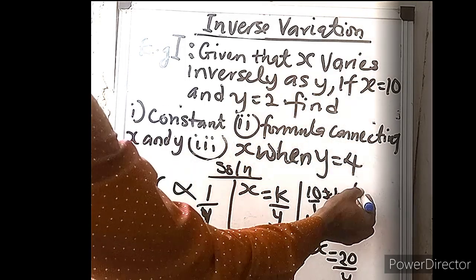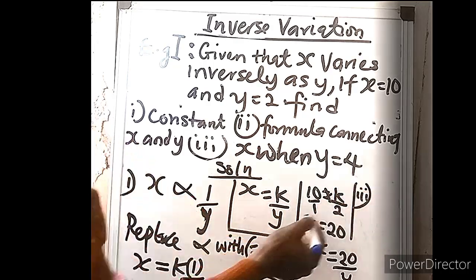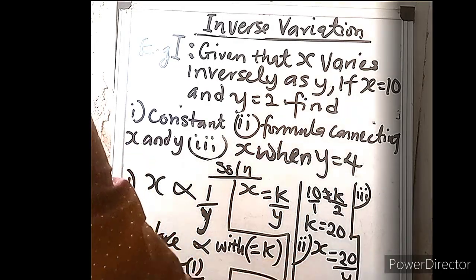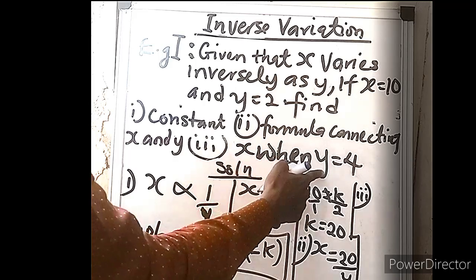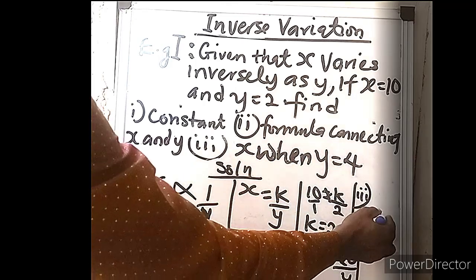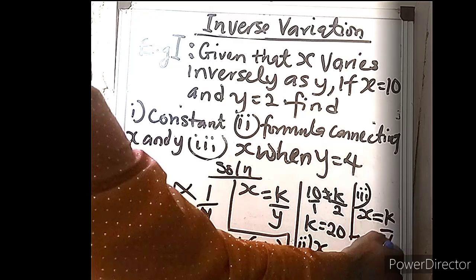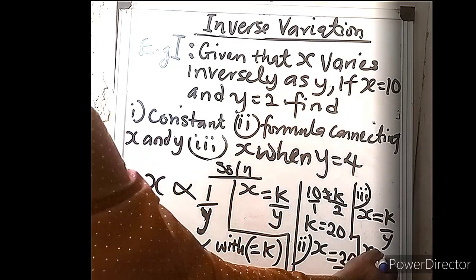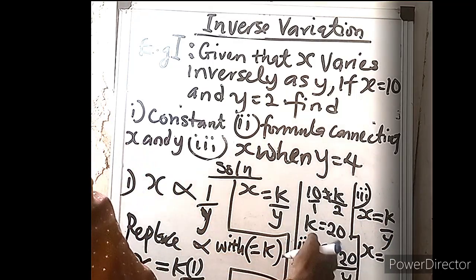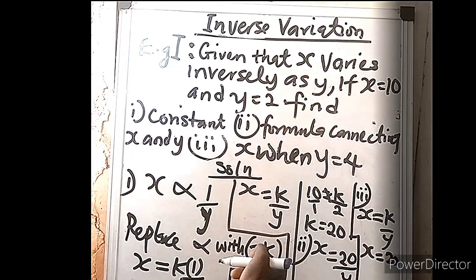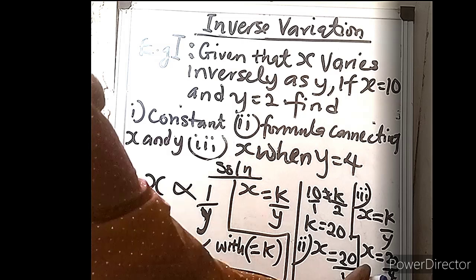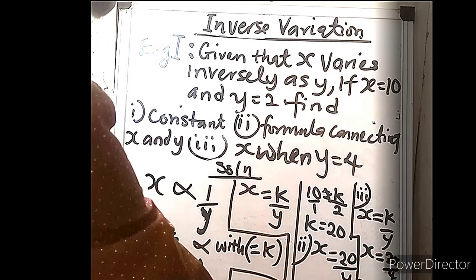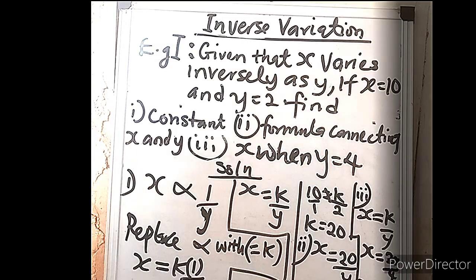Then let's answer question 3. Now we're told to find S when Y is equal to 4. So our formula is S equals K over Y. We're asked to look for S. We know that our constant is 20 and our Y is 4, so S equals 20 over 4, which gives us 5. Hope it's clear. Look at it critically and get the understanding.